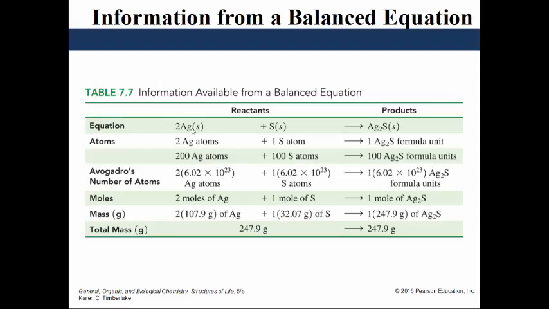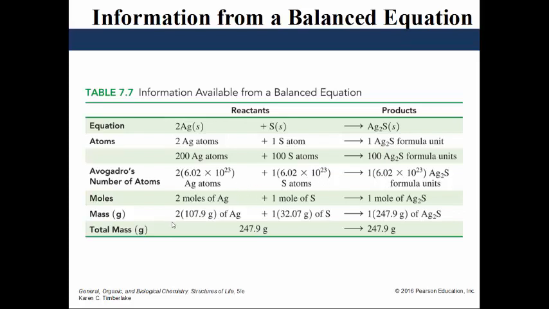The reaction you're given, silver plus sulfur, silver sulfide. So you're looking at just the atoms. There are 2 silver atoms on this side, and there are 2 on this side, so that's fine. 1 sulfur over here, 1 sulfur here. So they're balanced, they're fine, they haven't changed.